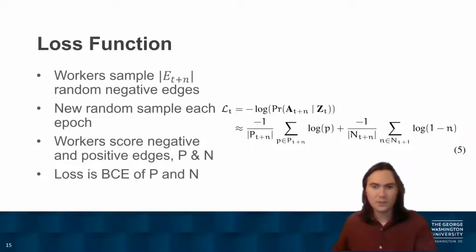Now, the loss function is pretty simple. The workers will sample some number of random negative edges that's equal to the number of positive edges that they have at the time step they're evaluating. And in addition to that, they'll calculate loss on all their positive edges. The way this is done is you take the embedding for one node and the other node, and you calculate the inner product. If the inner product is close to 1, then there should be an edge between them. If the inner product is close to 0, there should not be. So because of this, we use binary cross entropy on the positive and negative edges to calculate loss.